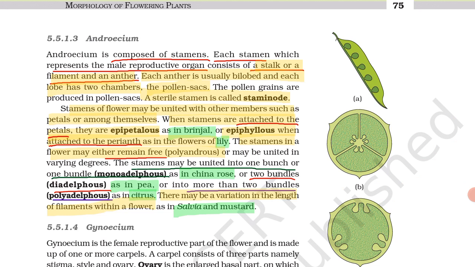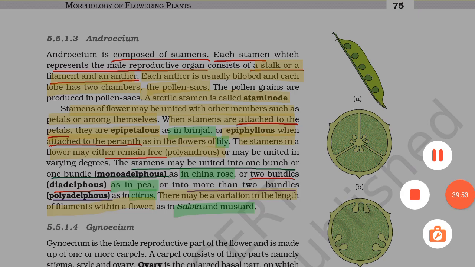The stamens may be united in one bundle or one bunch, it is called monodelphous, as seen in China rose, two bundles diadelphous seen in pea, and more than two bundles polydelphous seen in citrus. There may be variation in length of filaments within the flower as seen in salvia and mustard. So this is all about androecium.